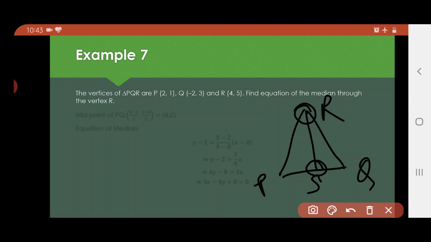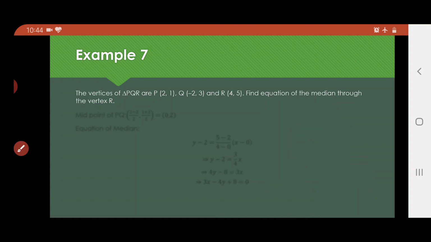So therefore the first job will be to find the midpoint of the side PQ, because we are asked to find the median through the vertex R. So I have to find the midpoint of the side PQ. So let me do that.